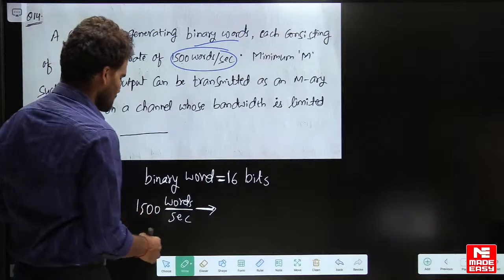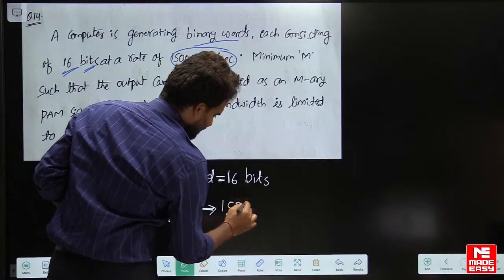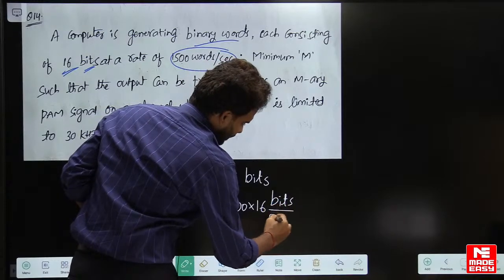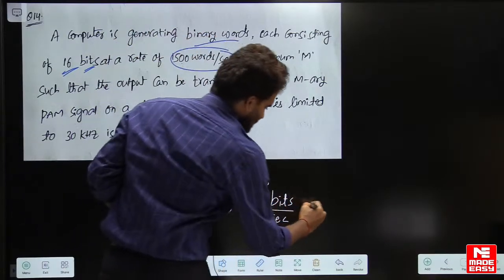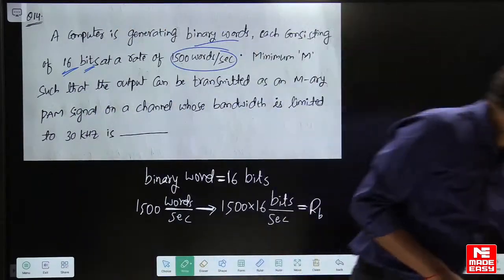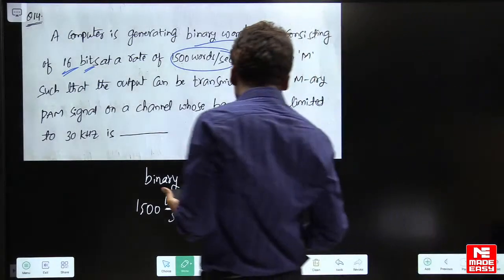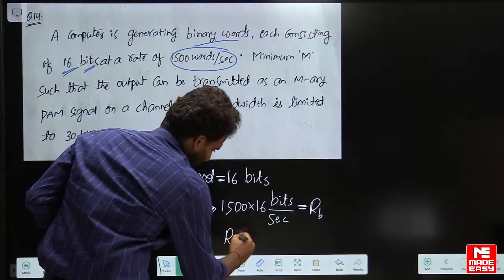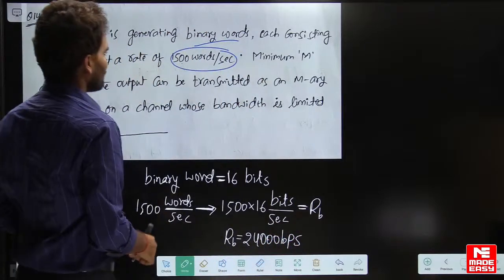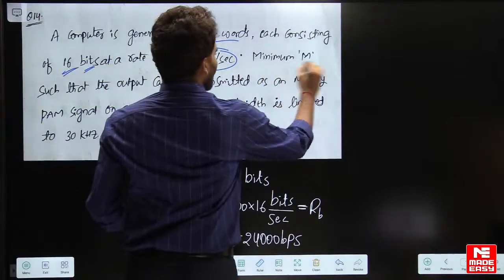So one word contains 16 bits here. So this is 1500 into 16 bits per second. This is the bit rate of the source, which I'm denoting with R_b. If you calculate it, it comes to 24,000 bits per second. R_b is equal to 24,000 BPS, bits per second.